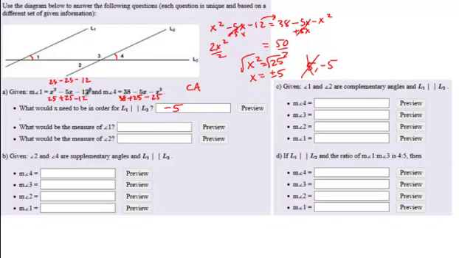What would be the measure of angle 1? And we see here that angle 1 would be 38. And what would be the measure of angle 2? Angle 2 is the alternate interior angle with that, so that would also be 38.